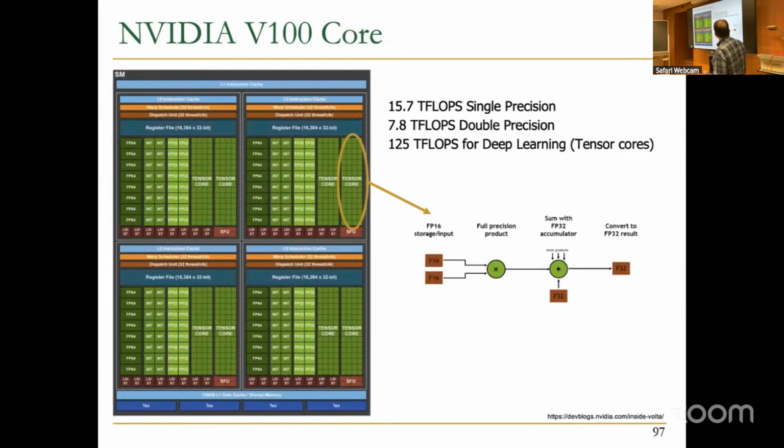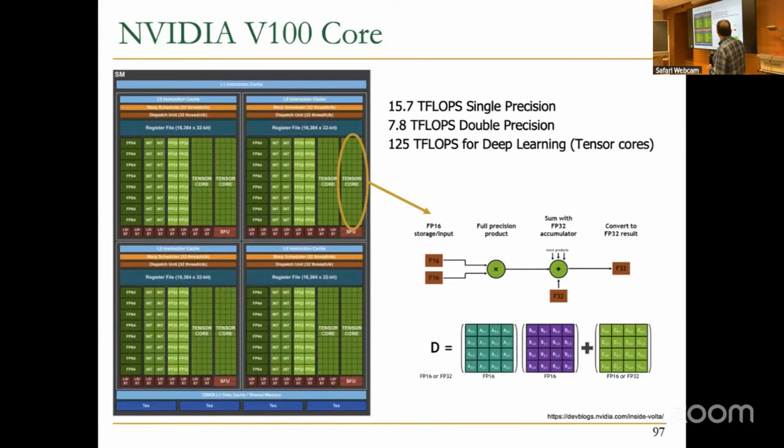Tensor cores are essentially optimized for doing this operation. You have two matrices, which in this architecture should be floating point 16, and then you multiply them and then you add them. Basically, you need to accumulate in order to do this multiply and accumulate. And then you have the result in 32-bit floating point.